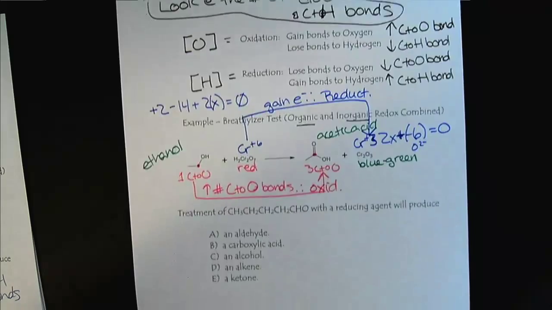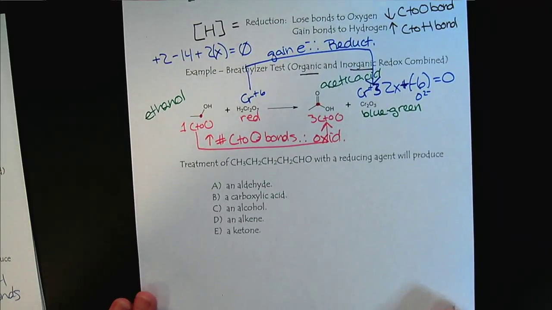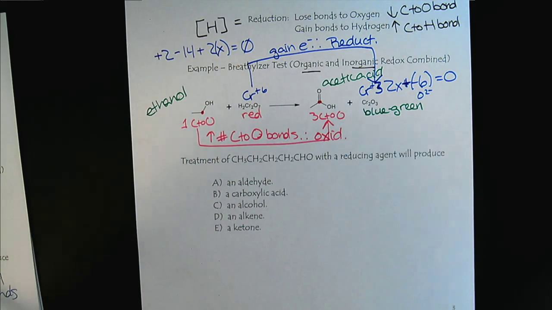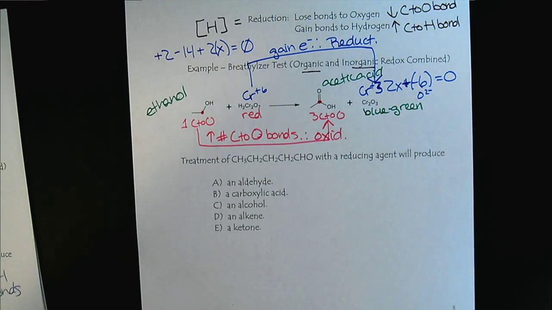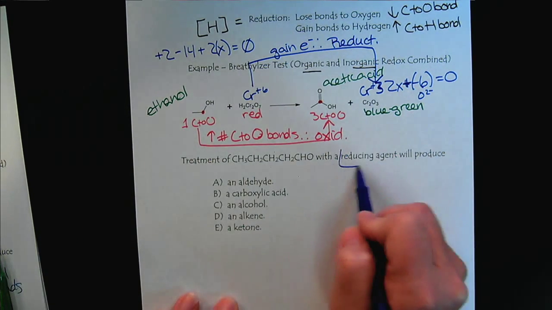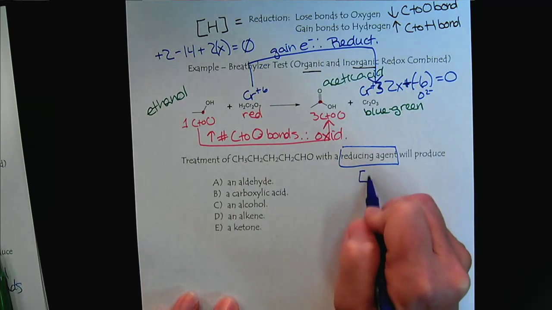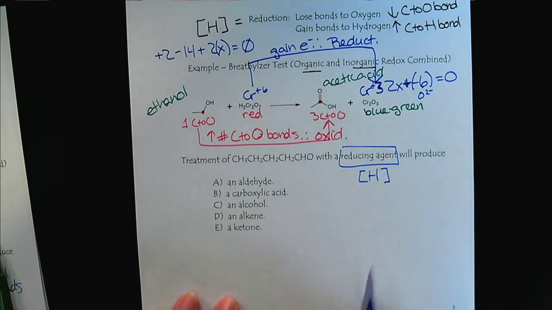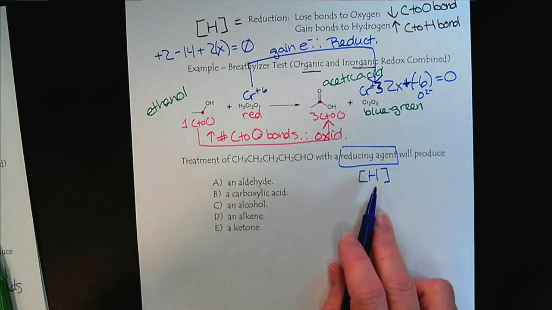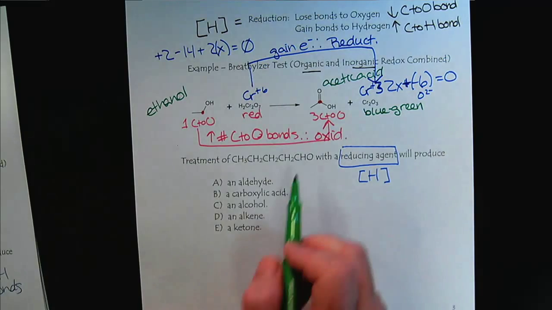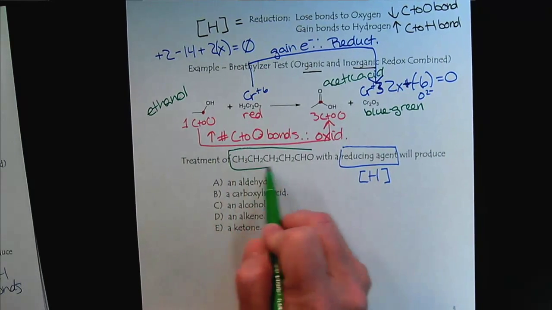Okay, so now let's go back to focusing just on organic molecules. As we look at this next example, there's a couple things that come to mind. A reducing agent, something that causes reduction, remember we think of that as adding hydrogen atoms. And then we need to focus on our reactant here, our organic molecule.